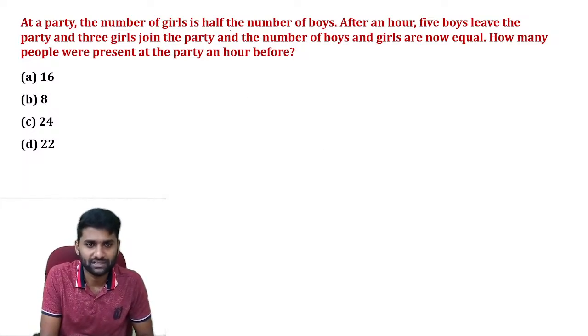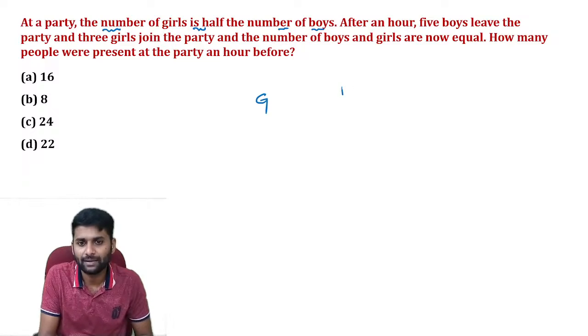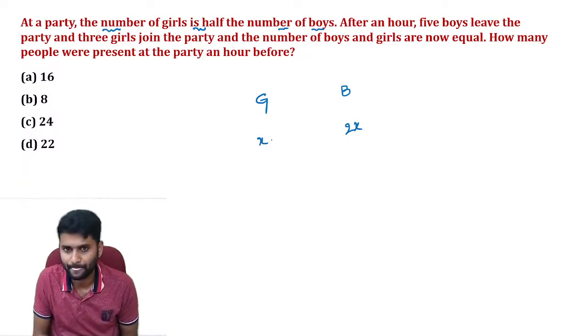Okay, let's go through the data. They clearly mention that the number of girls is half of the number of boys. So let's take the girls and boys. Girls is half of the boys. Let's take that boys is 2x and girls is x.